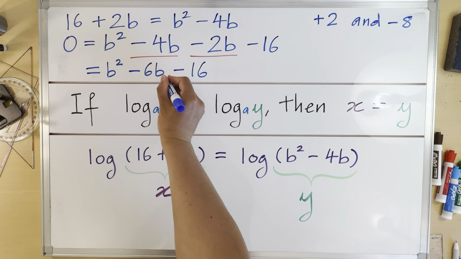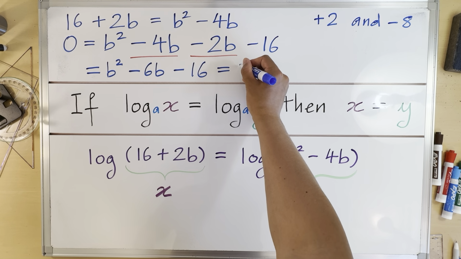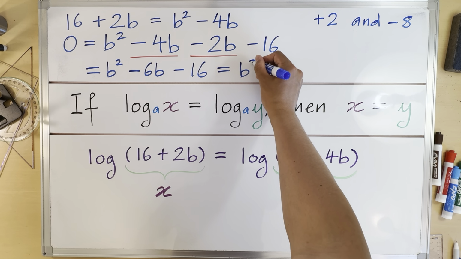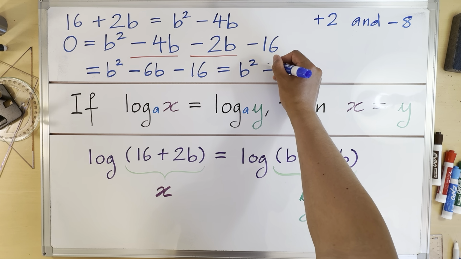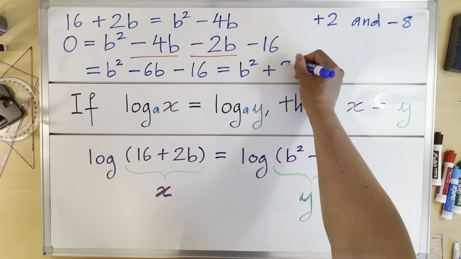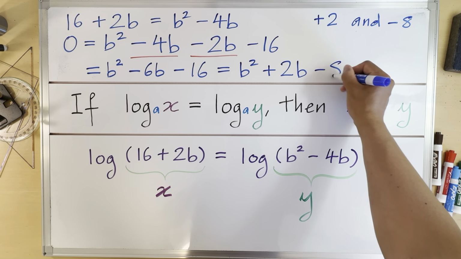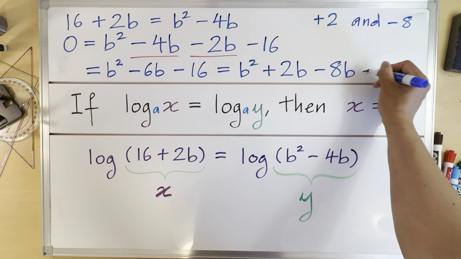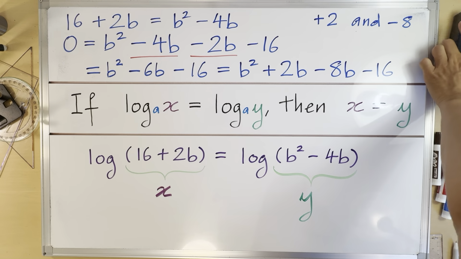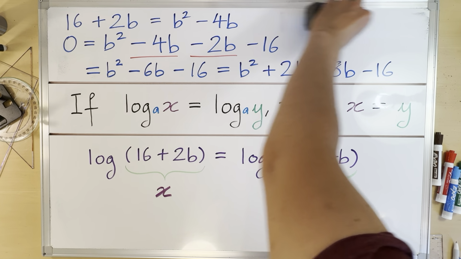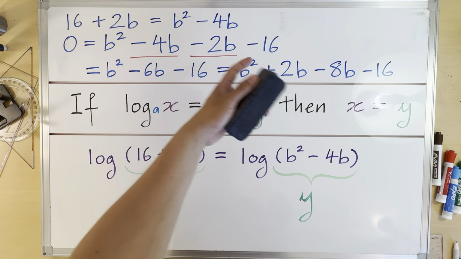So this can be rewritten as b squared plus 2b minus 8b minus 16. Now, to make myself extra space, I'm just going to erase the top two rows.